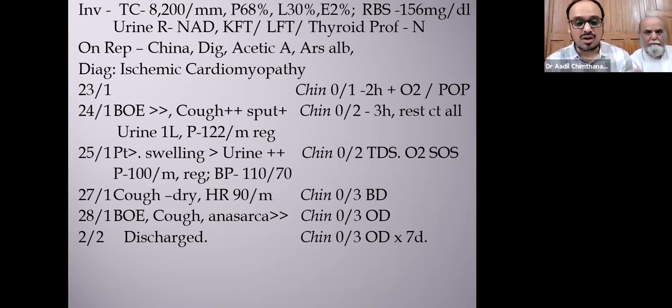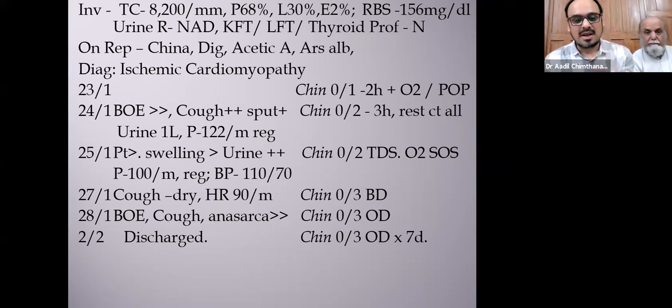He started having urine output of 1 liter and the pulse rate came down from 150 to 122, but still high. Initially it was irregular, now it has become regular. 25/1, patient became better, swelling slightly decreased. Now just imagine, there is no mention of anasarca in China. If you read China, even cardiovascular symptoms are hardly in China. It was selected on a mental plane, and not only mental plane. We'll go into why we selected China.